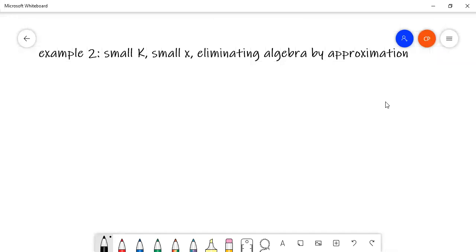And the theme of this example is going to be eliminating algebra by approximation. I'm going to build in something in the solution of this problem that gives me an approximation that I can work with.